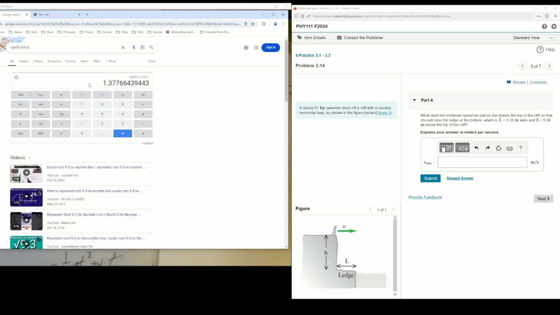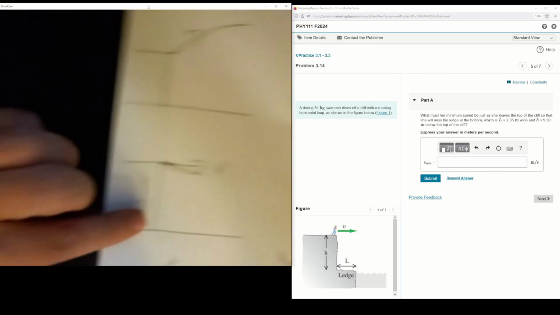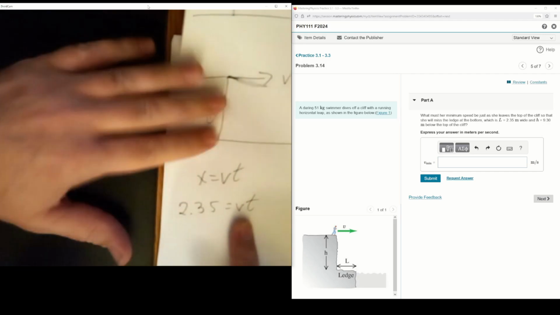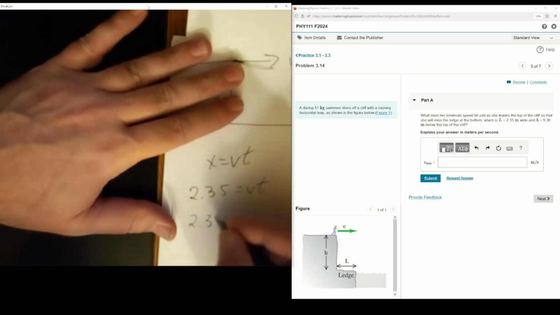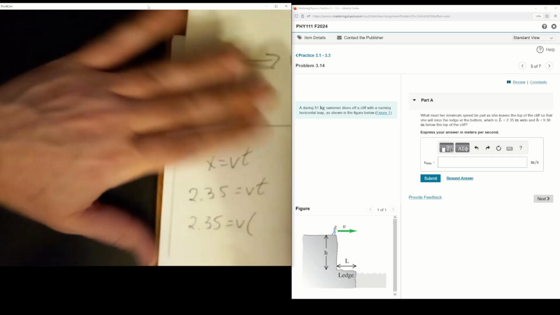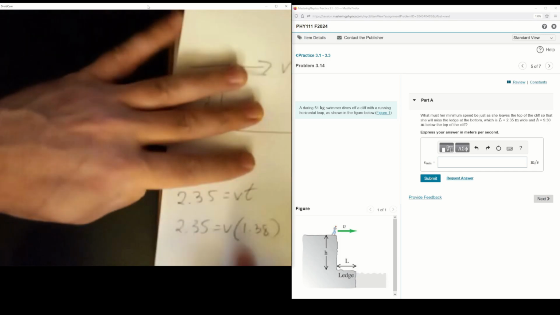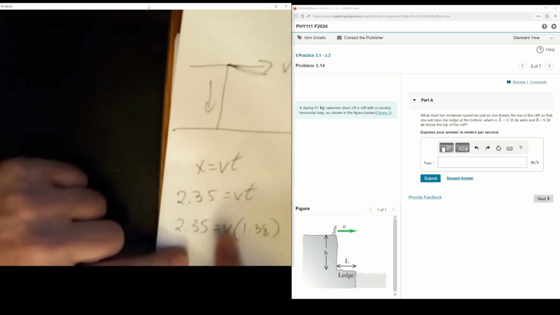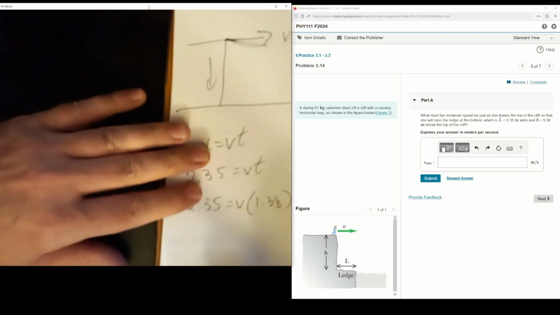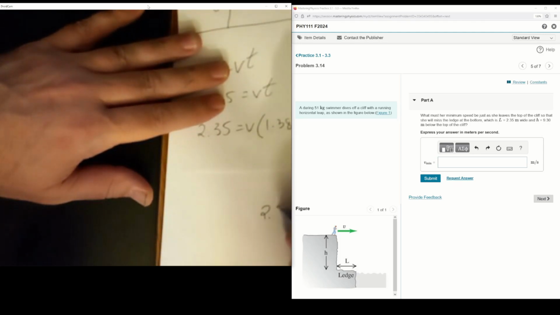And now that we have a time, we can plug it in here. So now we know 2.35 equals v times 1.38. And so we can solve then for the minimum velocity she would need to just clear the edge. So that'd be 2.35 divided by 1.38.